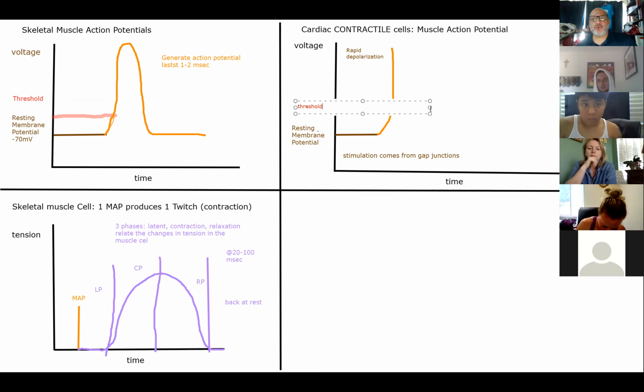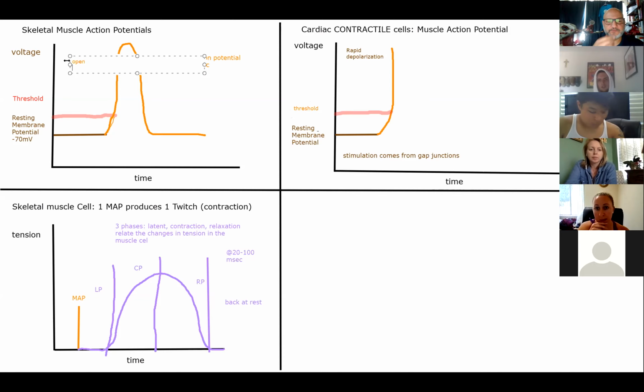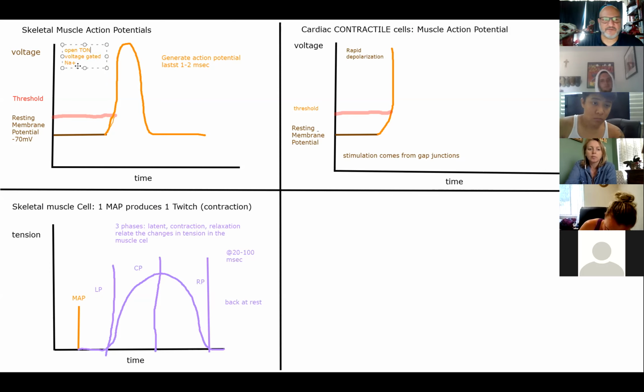And when we reach that threshold, basically the same thing happens that happened over here with our skeletal muscle cell. What causes our big rapid depolarization of a muscle cell? We can go back and write this over here as well. Anyone remember? We open something. What kind of channels do we open? Sodium channels. More specifically, voltage-gated sodium channels. We open a massive number of voltage-gated sodium channels. So we open a ton, I think is the technical term, of voltage-gated sodium channels. And we have a massive influx of sodium.